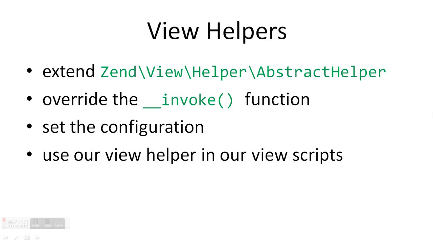So these are the basic steps. First thing we need to do is create a class for our view helper that extends the abstract helper class that lives inside the Zend view helper namespace. Next, we need to override the invoke function, and this is where all the logic belongs that makes up our view helper. As always with Zend Framework 2, we need some configuration to tell the application where to find our view helper. And then finally, we can go ahead and use our view helper in our view scripts.